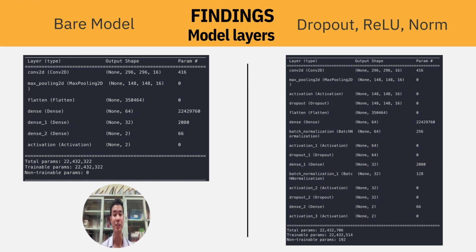And the second is with the dropout layer, which randomly sets input units to 0 with a frequency of rate at each step during training time, which helps prevent overfitting. Next is the rectified linear activation function, which is easier to train and often achieves better performance. And the last one is normalization, which helps to generalize the data to be more usable for the model.